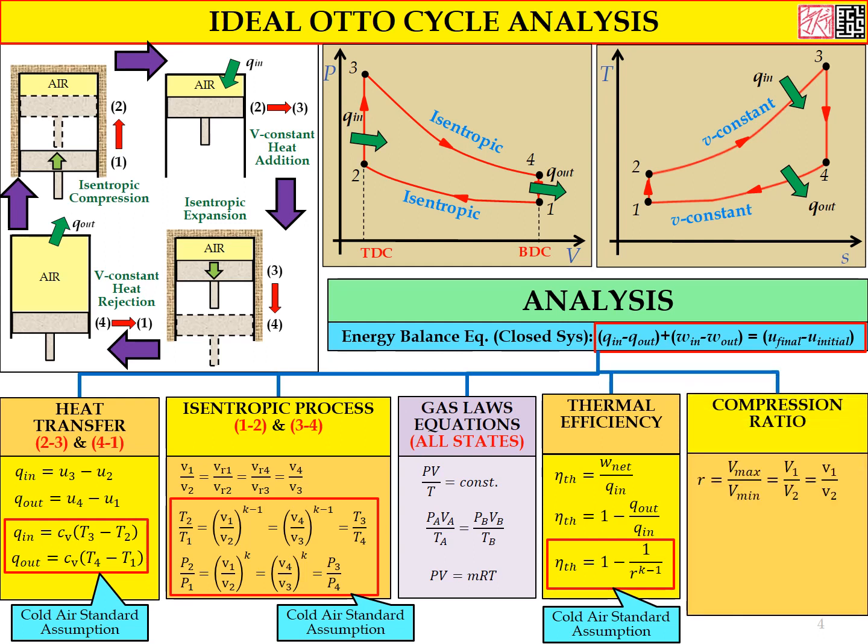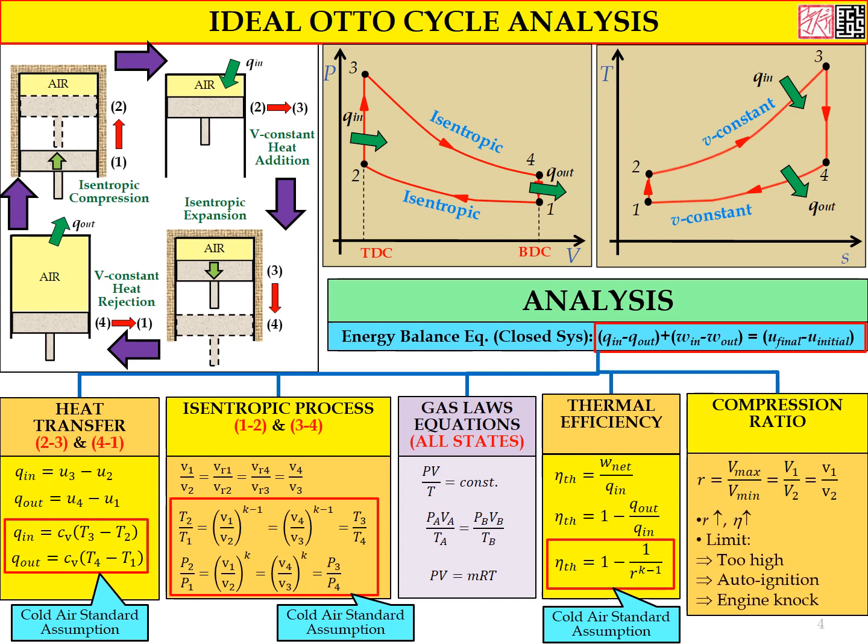Okay, about the compression ratio, R equals Vmax divided by Vmin, which equals V1 divided by V2, capital letter. Capital letter represents the volume, where the unit is meter cubed. It is also equal to v1 divided by v2, small letter, where the unit is meter cubed per kg. Okay, so this is the formula for compression ratio.